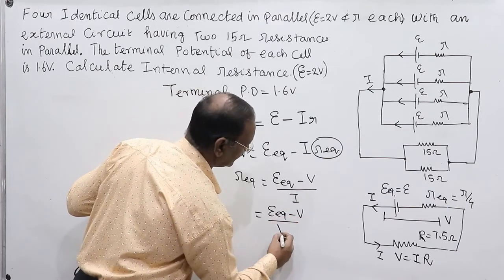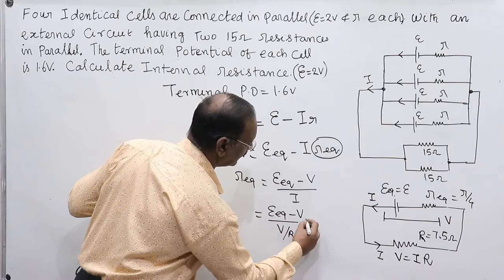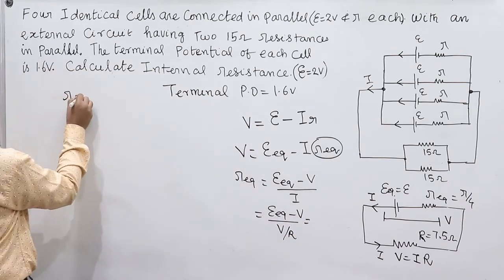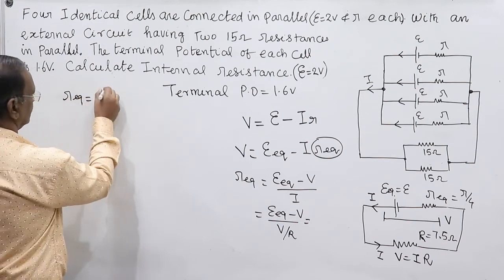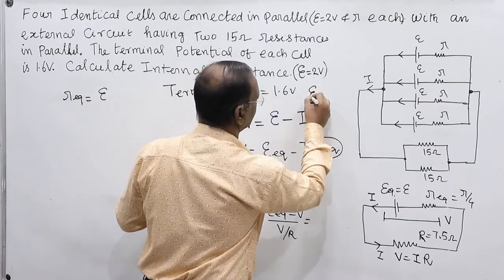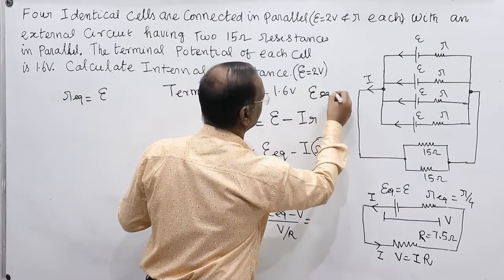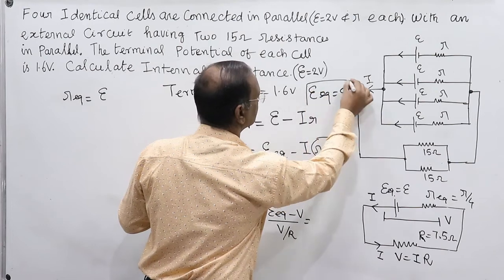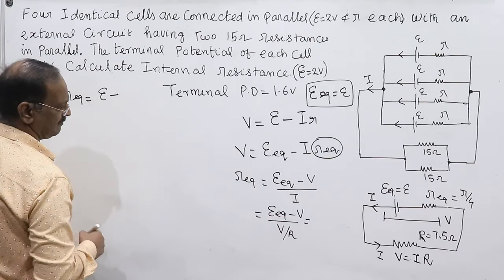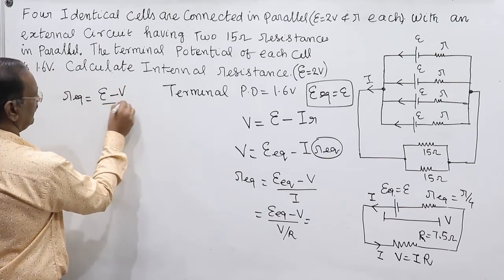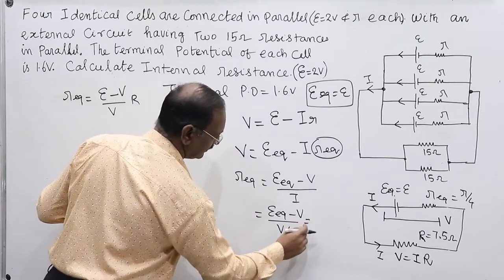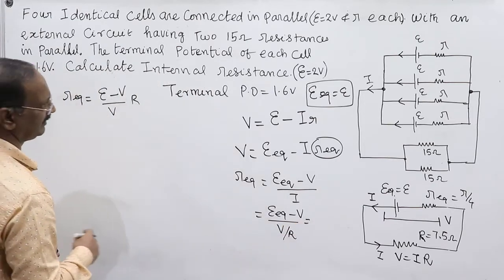Since I is equal to V divided by R, we can write R equivalent is equal to E equivalent minus V divided by V into R. As we know, EMF equivalent is equal to EMF of a single cell. This R will go on the top.